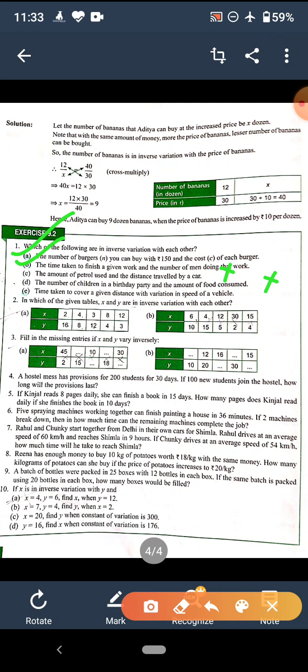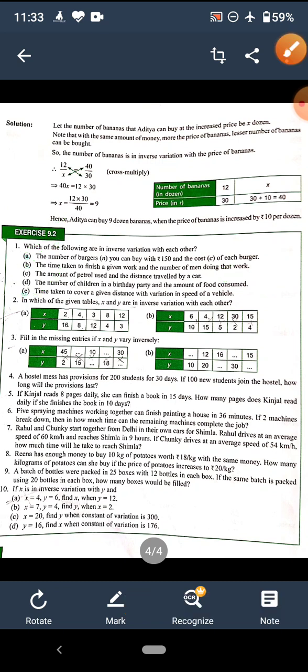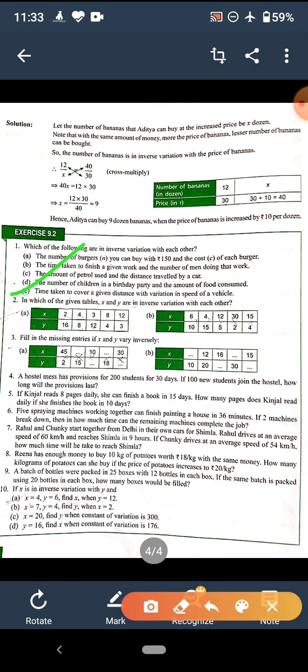Now E. Time taken to cover a given distance with variation in speed of a vehicle. Means if vehicle speed increases, the time taken will reduce. Speed increases, time reduces, and if speed decreases, time increases. So these are also in inverse variation. Now question number 2. In which of the given tables x and y are in inverse variation with each other?